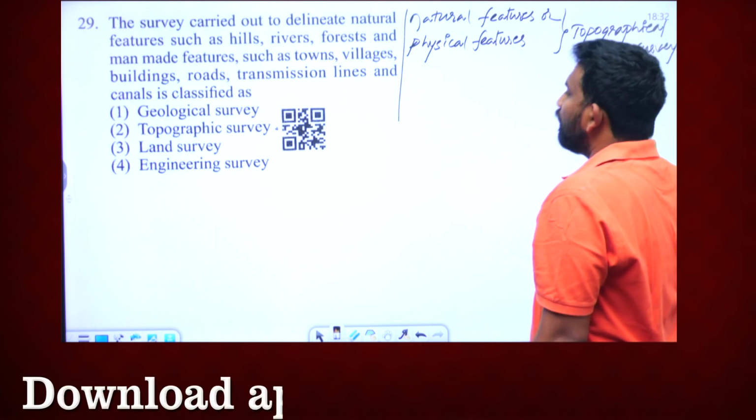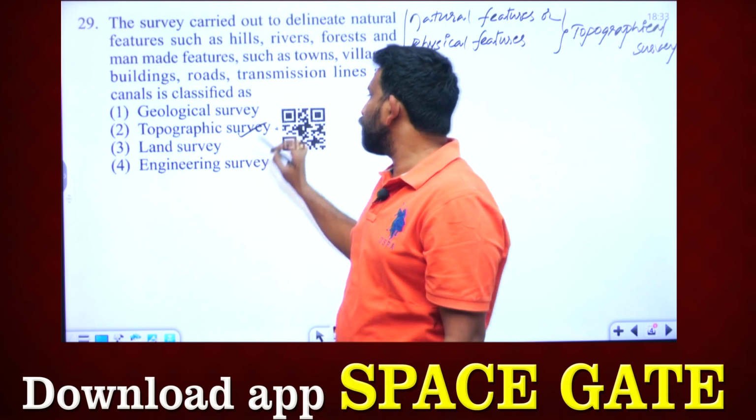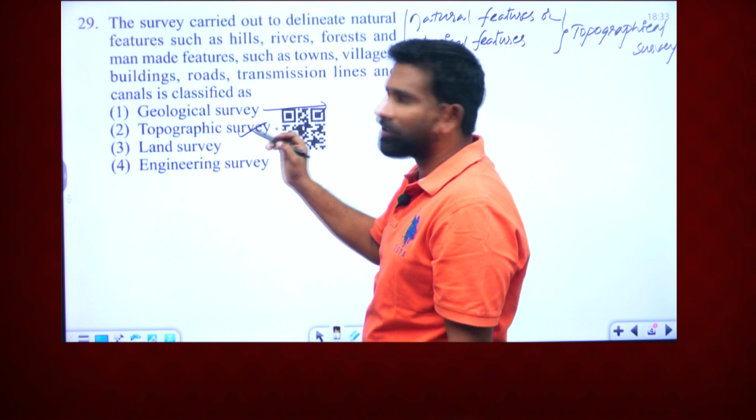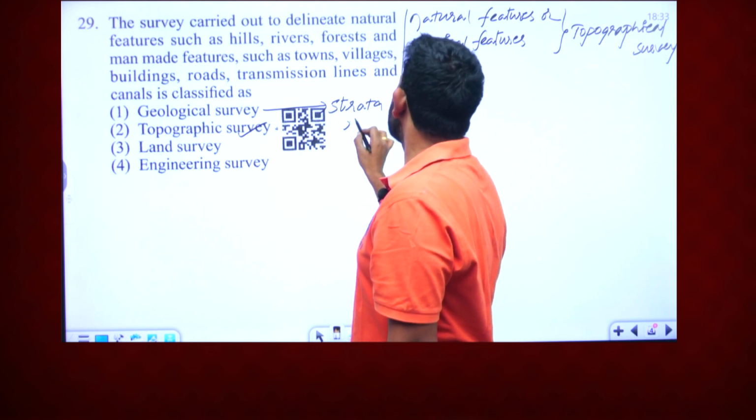Okay. Now let us see the other options also. What are the other options dealing with? So we do know that topographical survey is the correct answer. Now what does a geological survey deal with? Geological survey deals with strata of the Earth's surface.